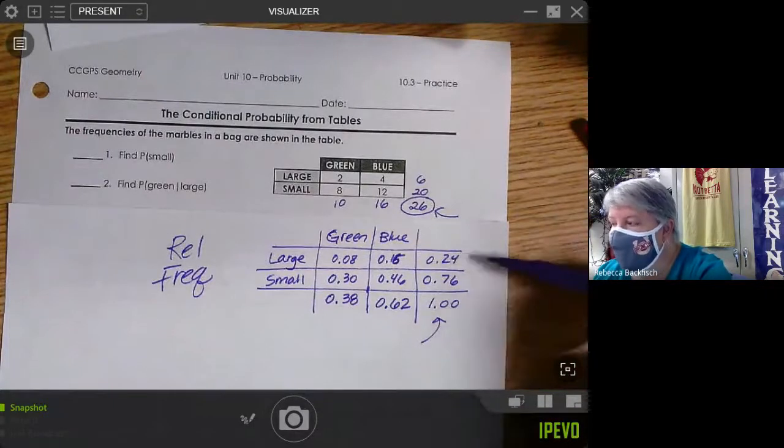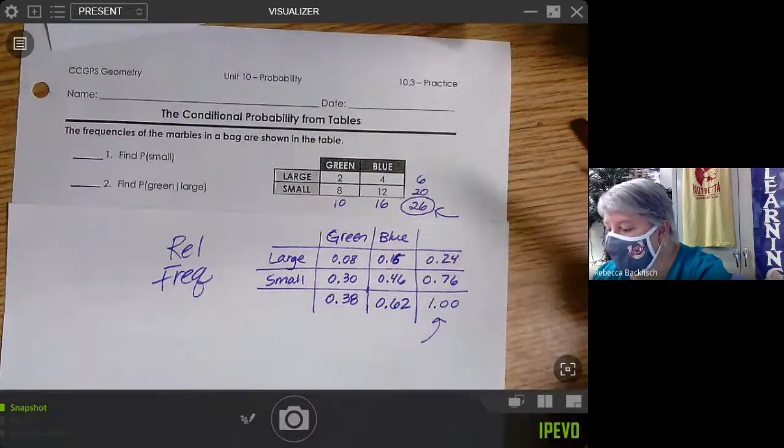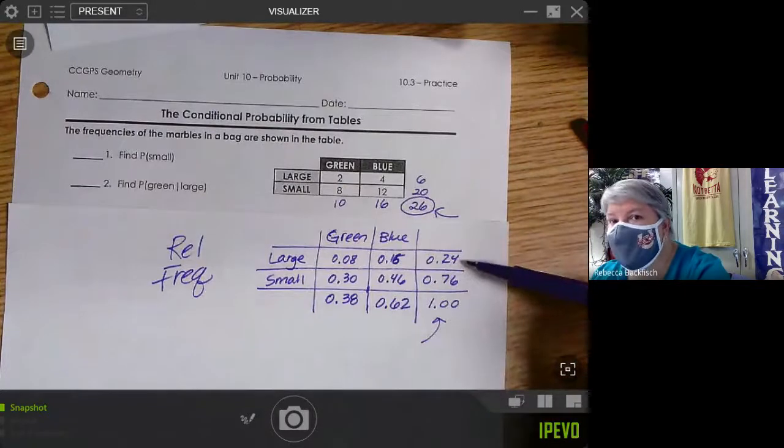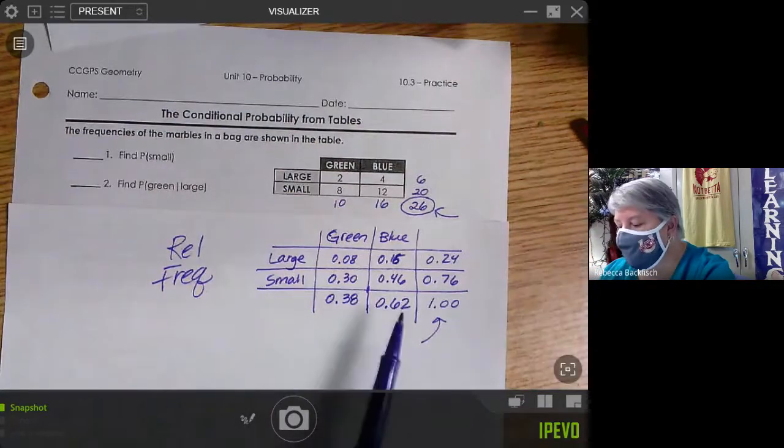In other words, if I reach in randomly, what's the probability of drawing a large marble? 0.24, same as 24%. If I reach in randomly, what's the probability of drawing a blue marble? 0.62.